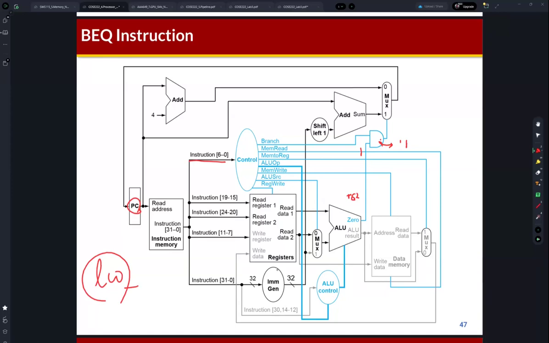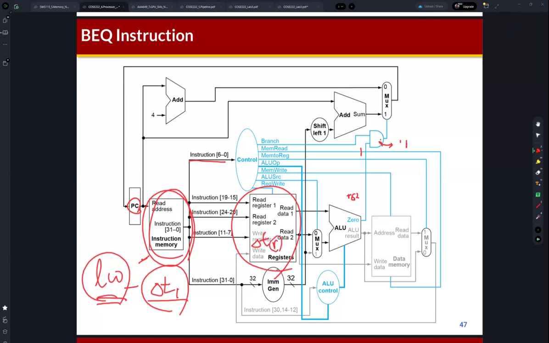It is because in order to execute this load word, the processor needs to access the instruction memory. So we need to add the delay of this instruction memory, and also we need to access the register file for reading operands. So we also need to add the delay for this register file, but this is for the read of the register file.